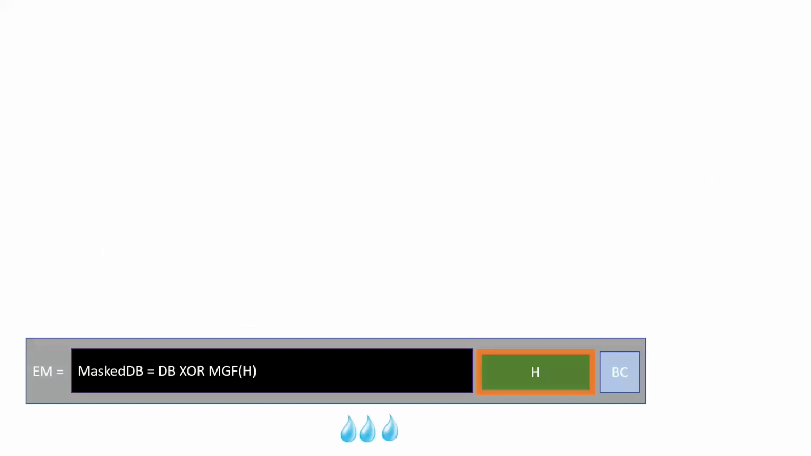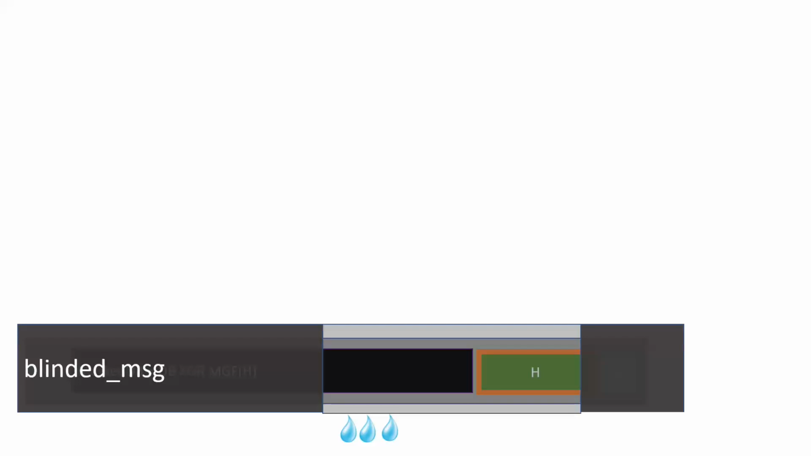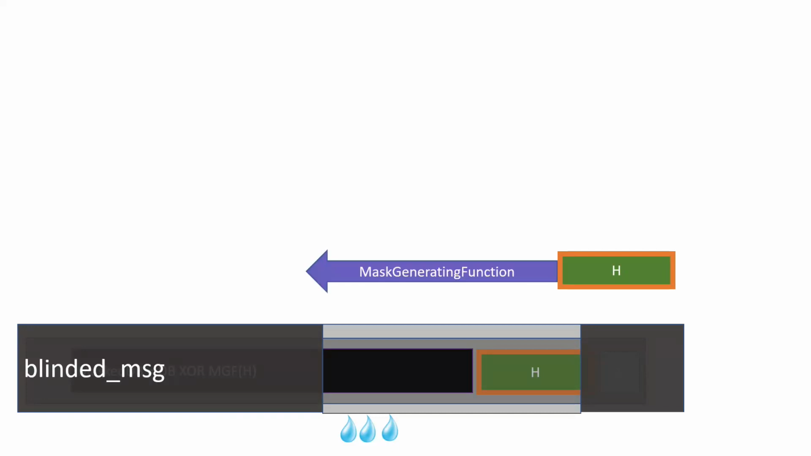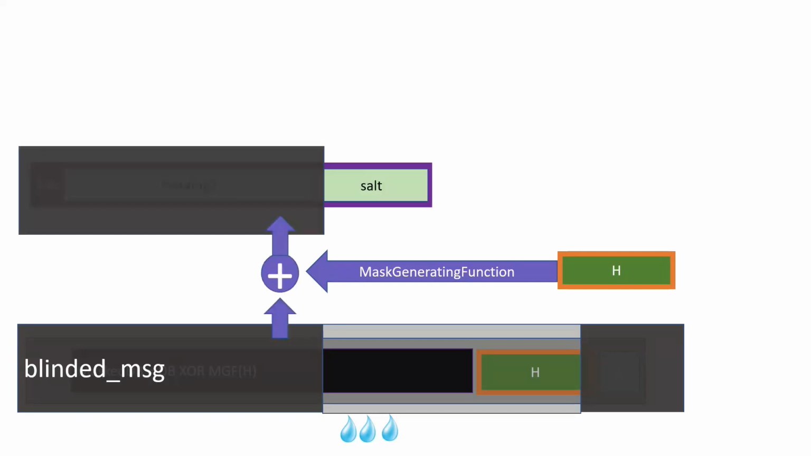But what's the worst case? Here is our EM. It is, of course, blinded, but it's leaking some bits. The worst case is that these are the bits that are being leaked, that live somewhere here. And if these are the bits being leaked, then we have the H. We can feed it through the mask generation function. By we, I mean the adversary, can feed it through this MGF and recover the salt. Why? Because he has these black bits in the clear, and when he XORs them with this MGF of H, he gets the salt.